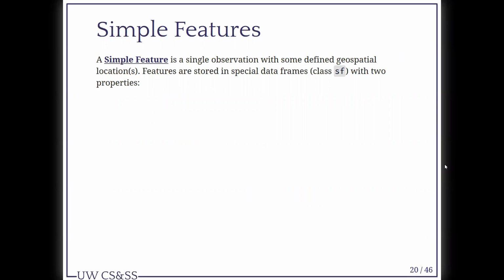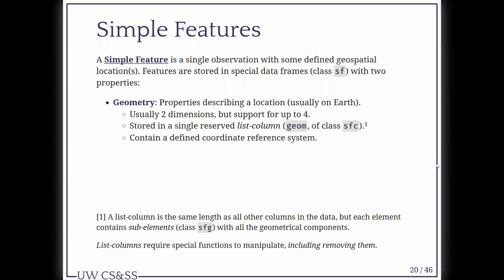So the first of those vocabulary words is simple features. A simple feature is a single observation with some defined geospatial location. Features are stored in special data frames of class sf, and they have two properties. The first property is geometry. This property describes a location, usually on Earth. Sometimes it's not on Earth.